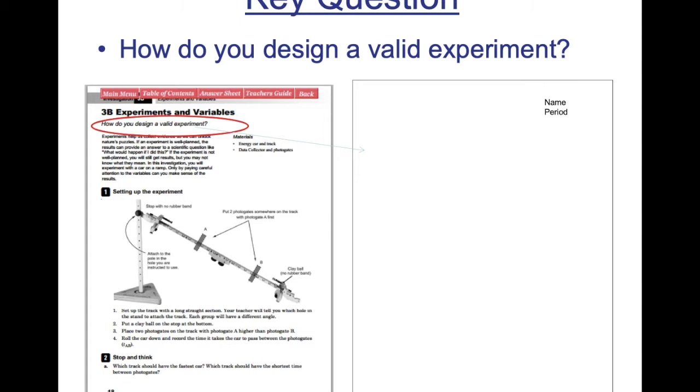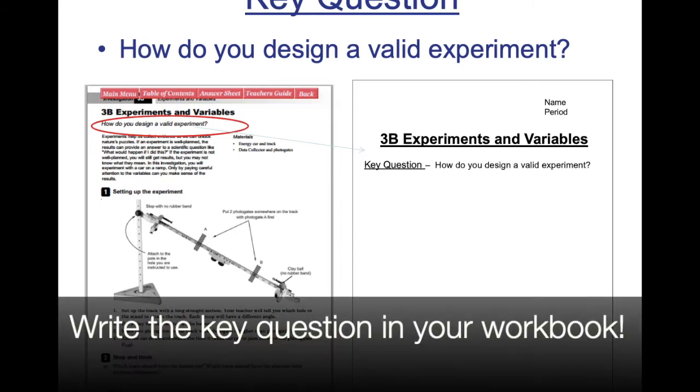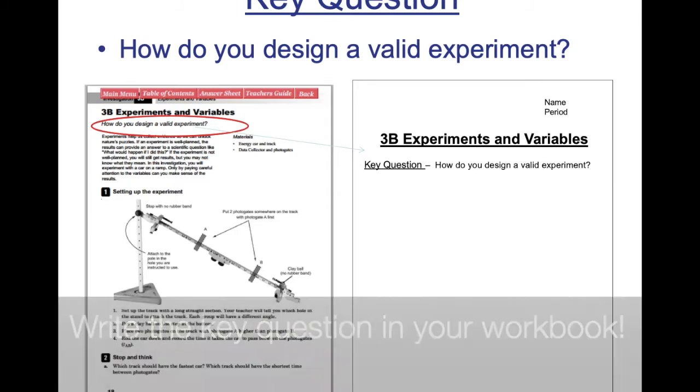All right, so this is Miss Lucero, and I'm going to help you with our key question. So our key question is what we want to answer through this experiment. And in Lab 3B, what we want to try and figure out is how do we design a valid experiment. On your sheet, you are going to find a spot for the key question, and you're going to copy down how do you design a valid experiment in the blank.